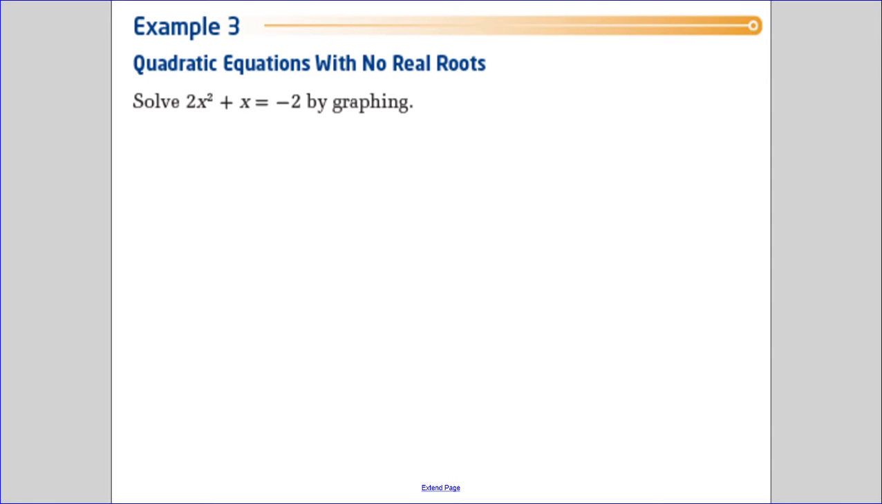Okay, so a quadratic function with no real roots. So in this case now, same thing as before, I'll get you to pause the video, give it a try, and then come back when you're ready to go through it.